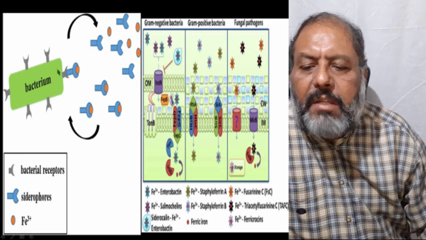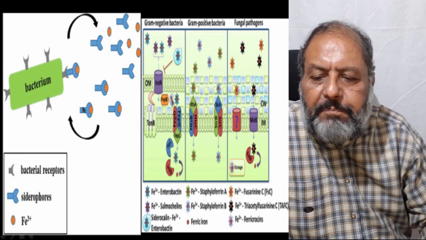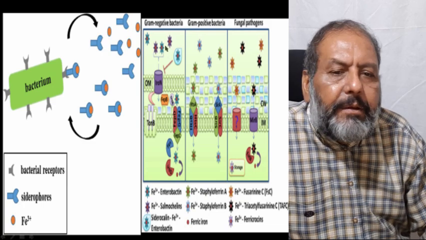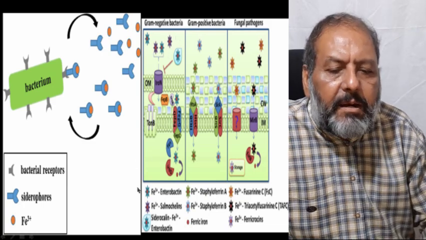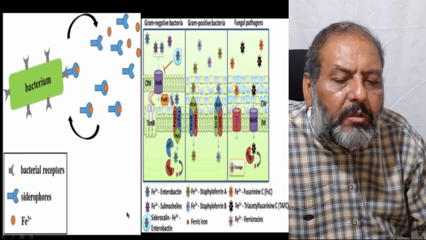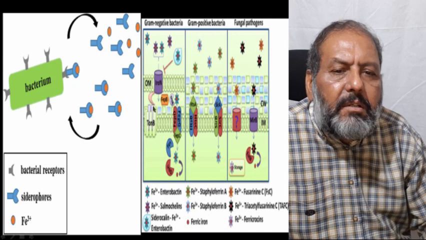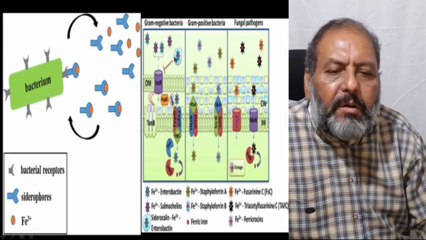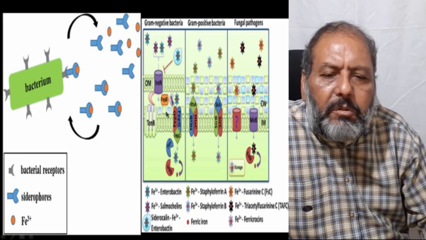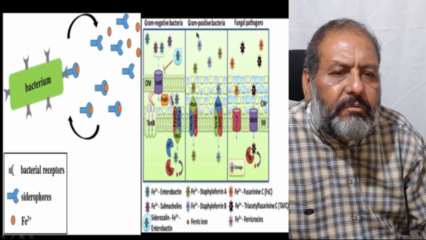Here one can see the bacterium, and here is the bacterium receptor, and here the bacterium receptor have got the siderophore which is capable of catching the iron. Similarly, in gram-negative bacteria, there are molecules which are enterobactin, salmochelins, siderocalins, and enterobactin. These molecules of the gram-negative bacteria are capable of getting hold of the iron from the host and then getting transferred through the pores into the bacteria and to maintain the function of the bacteria.